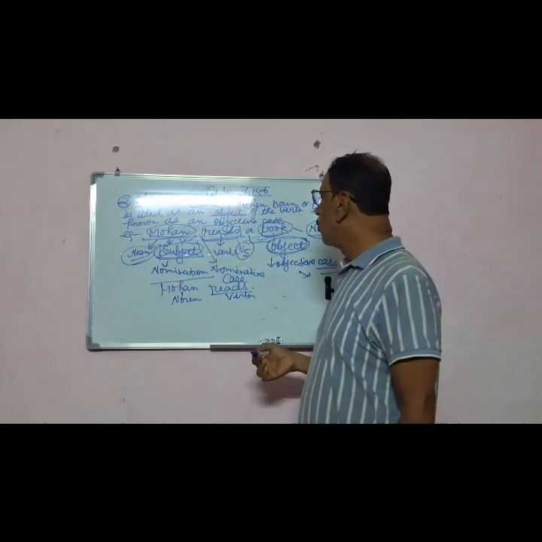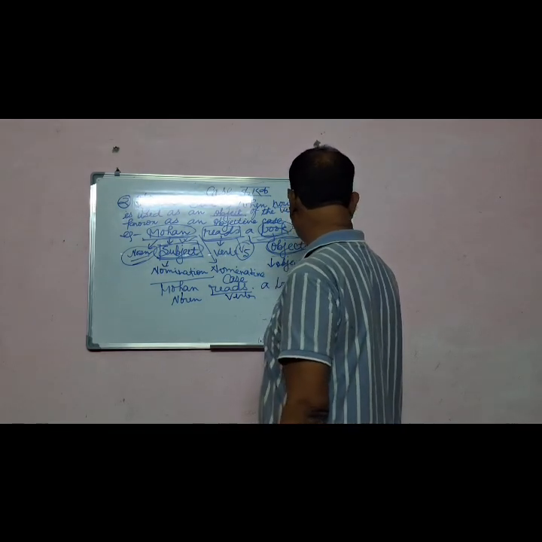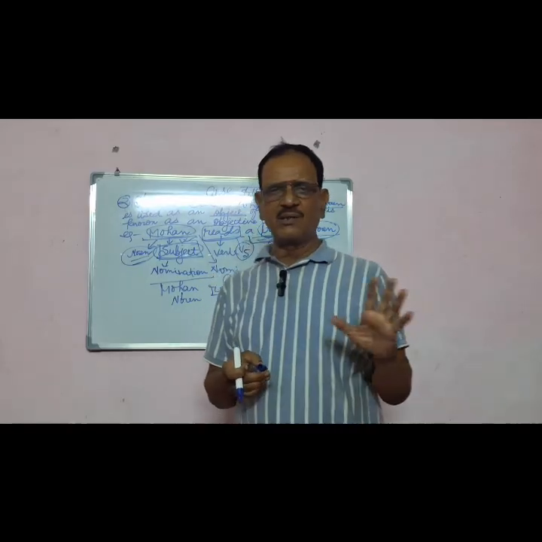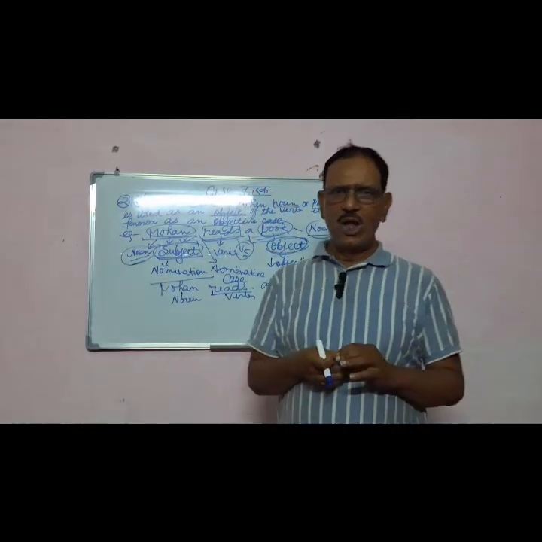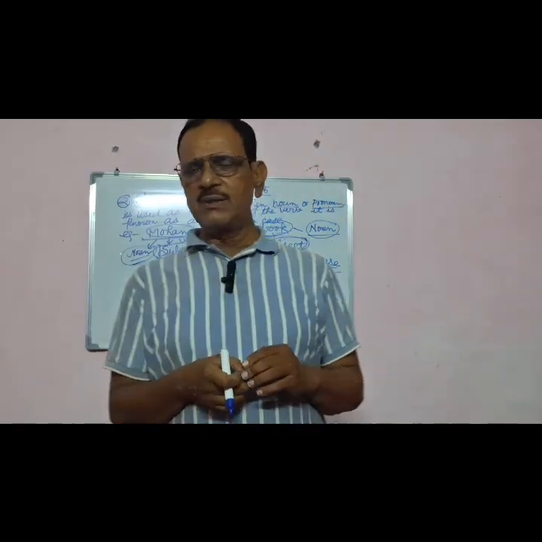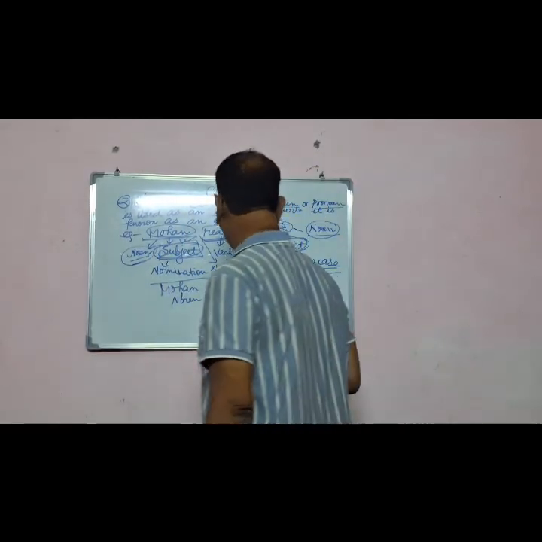Even if we don't write Mohan reads a book, in that circumstance also, the sentence is completed because a sentence requires two things. And what are those two things? One is Mohan and another is reads. The sentence is already completed.